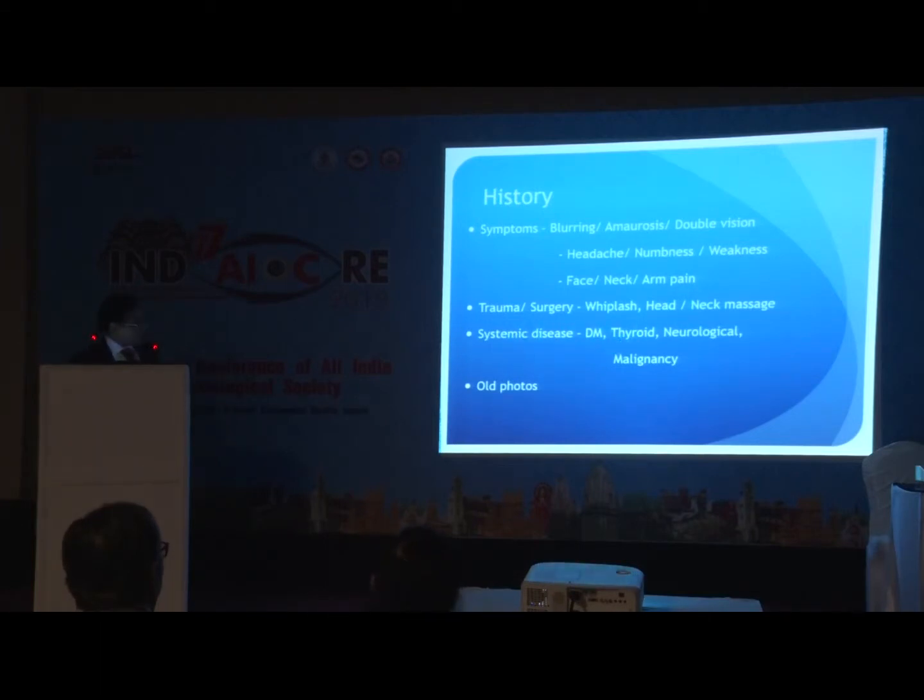Systemic disease, diabetes, thyroid, other neurological diseases, and malignancy. Sometimes when you see a patient with an asymmetry of pupil, and we are suspecting whether it's physiological, a very good thing would be to look at old photographs. So that will give us a clue about how long it has been there.